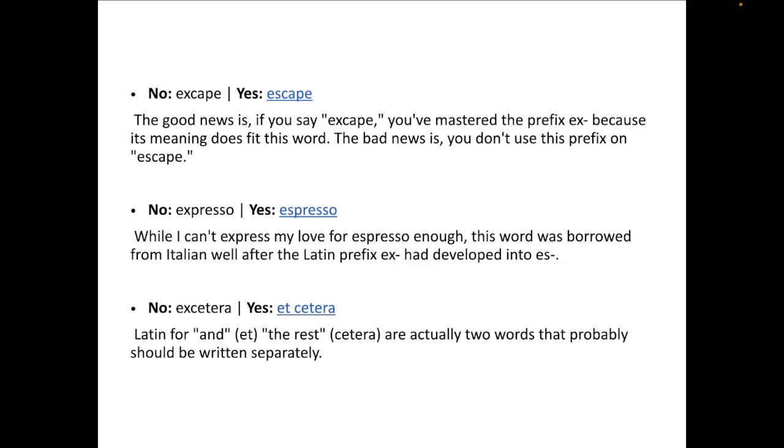The next word is espresso. It's not espresso, it's espresso. While I can't express my word for espresso enough, this word was borrowed from Italian well after the Latin prefix X had developed into S. The next word is etc. No, it is wrong. The correct pronunciation for this word is etc. Latin for and, et, the rest, etc. are actually two words that probably should be written separately.